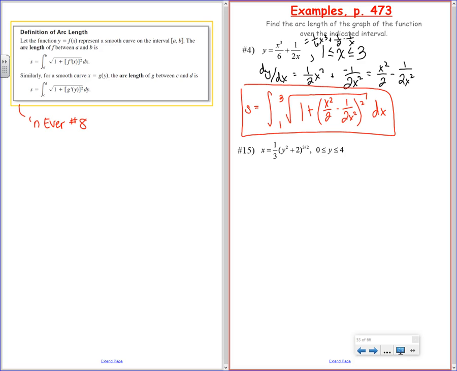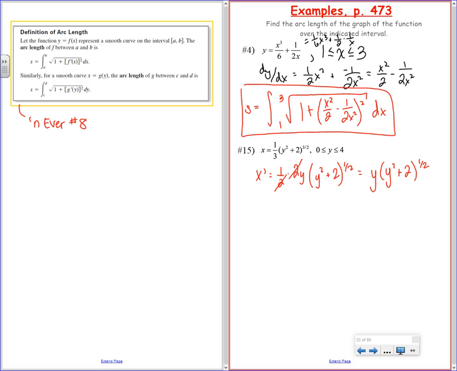Number 15. What are you gonna do? Solve for y first. Your bounds are right as well. If I bring down 3 halves, the 3's cancel, I end up with 1 half, right? And then aren't I also gonna have a 2y times y squared plus 2, all to the 1 half? Those are gonna reduce. Don't forget how to derive now that you've integrated a lot, okay?